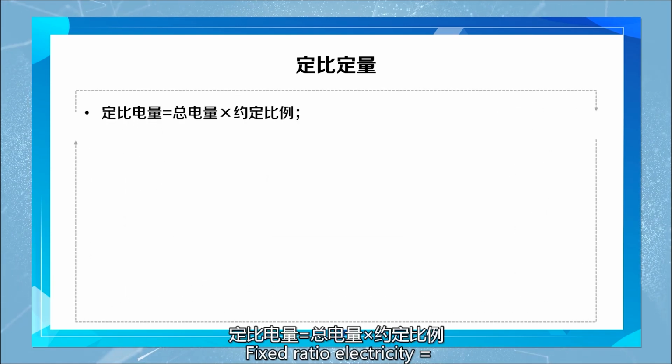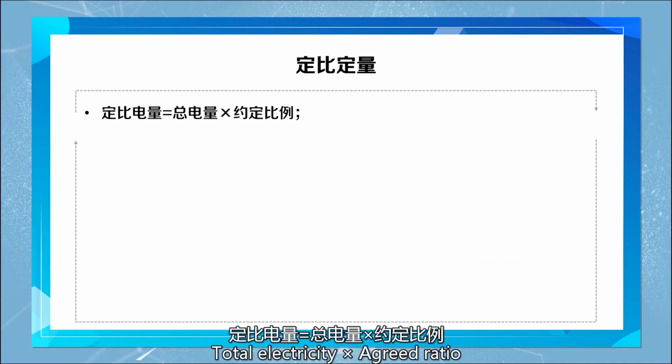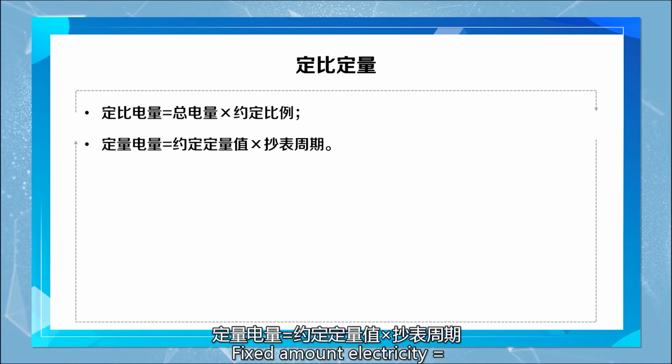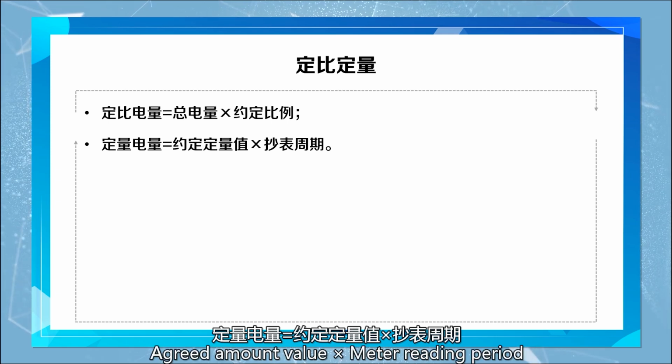Specifically, fixed ratio electricity equals total electricity times agreed ratio. Fixed amount electricity equals agreed amount value times meter reading period.